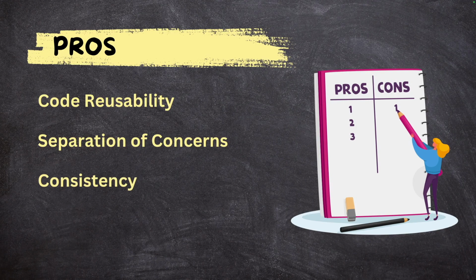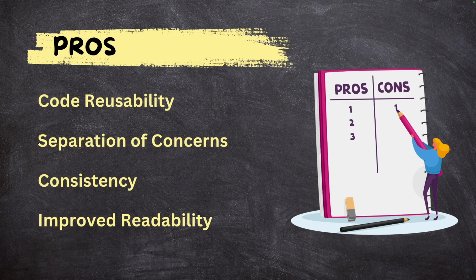The third one is consistency. With custom hooks, we ensure consistent behavior across all components, as they all rely on the same logic that we have implemented in the hook. And the last one is improved readability. Custom hooks make our code more readable and maintainable, because they encapsulate the complex logic into a single place, which can be reused across different parts of our application.